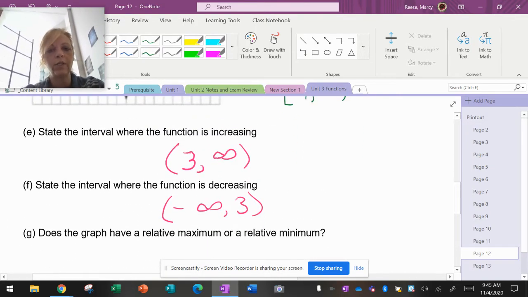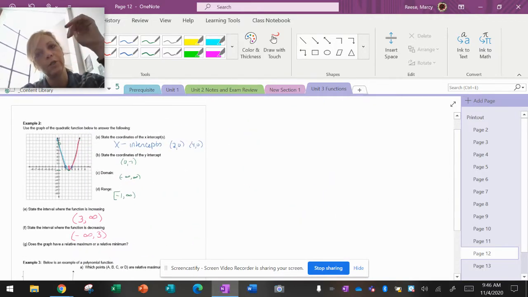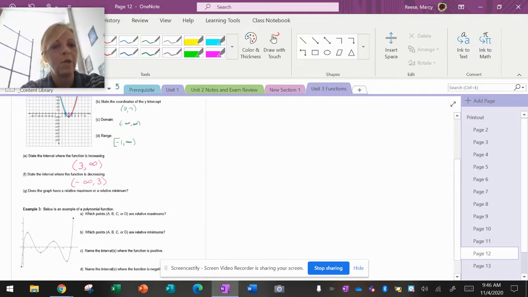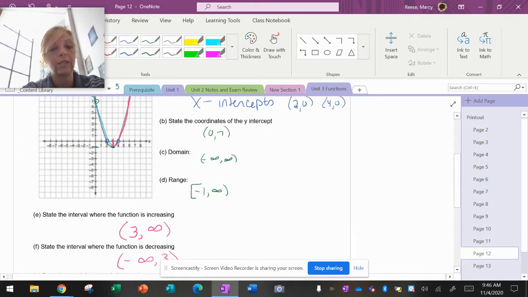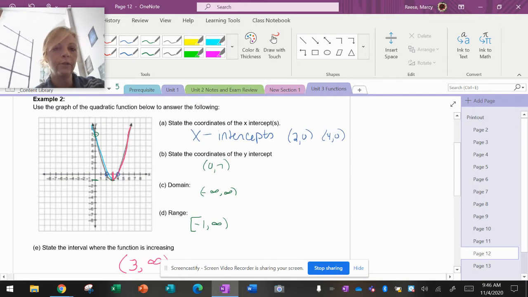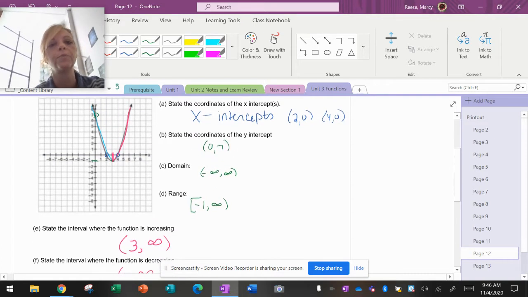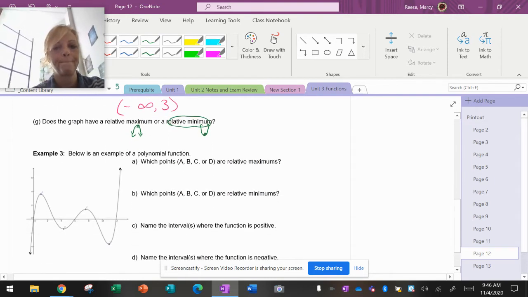So we did increasing, decreasing in class. Remember, increasing is where it's going up the hill, decreasing is where it's going down the hill. Does the graph have a relative min or max? So remember, a relative max is where there's a peak. A relative min would be where there's a valley. And by looking at this graph, there's not any peaks, but there's one valley. So we're going to say it has a relative min.